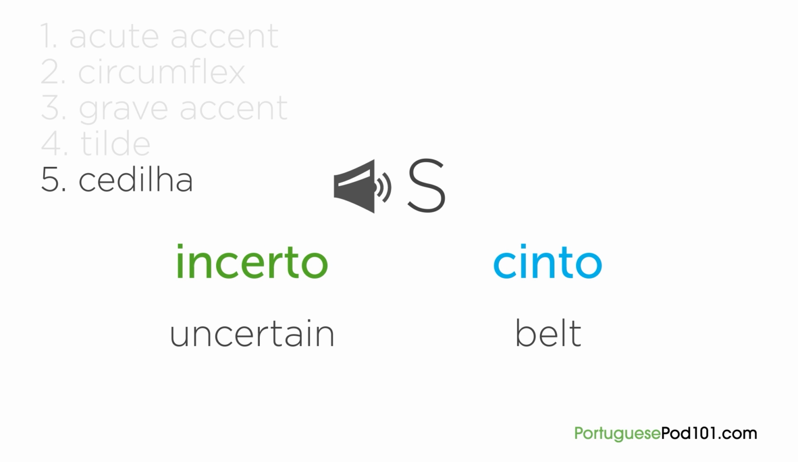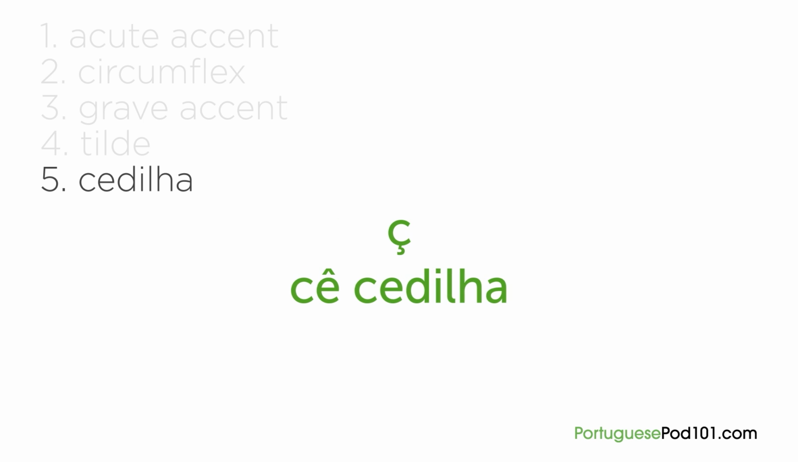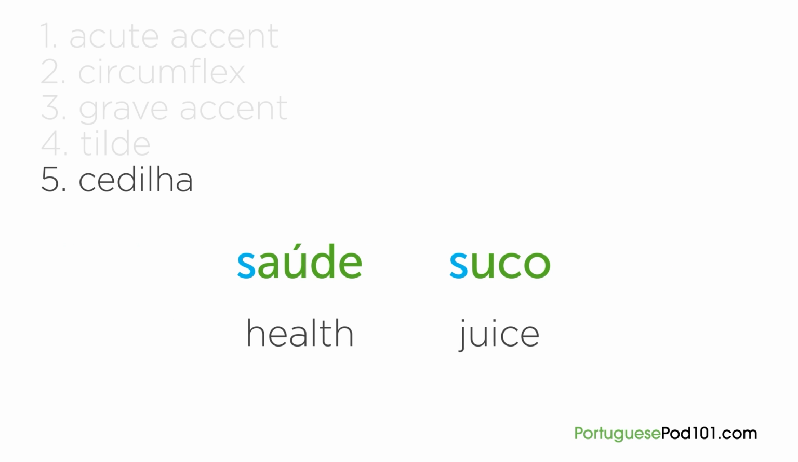Incerto, cinto. So the cedilha will never be there in these cases with I and E. Also, the cedilha is never the first letter in a word. The cedilha has been historically replaced by the letter S in those cases, so there is no capital c cedilha. Saúde, suco. Great! Let's move on to the next section.